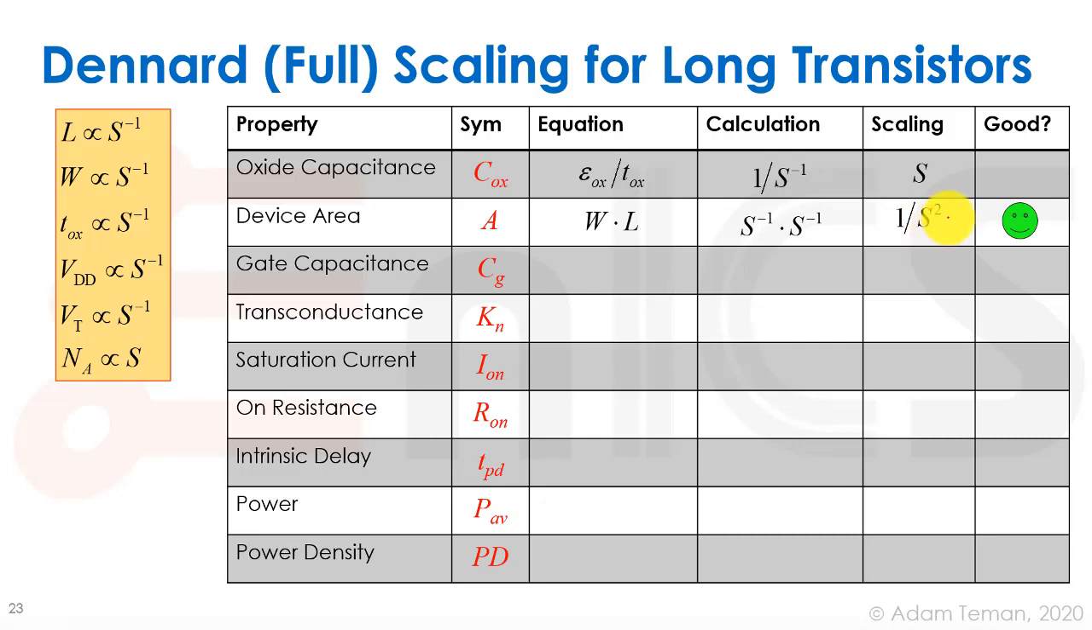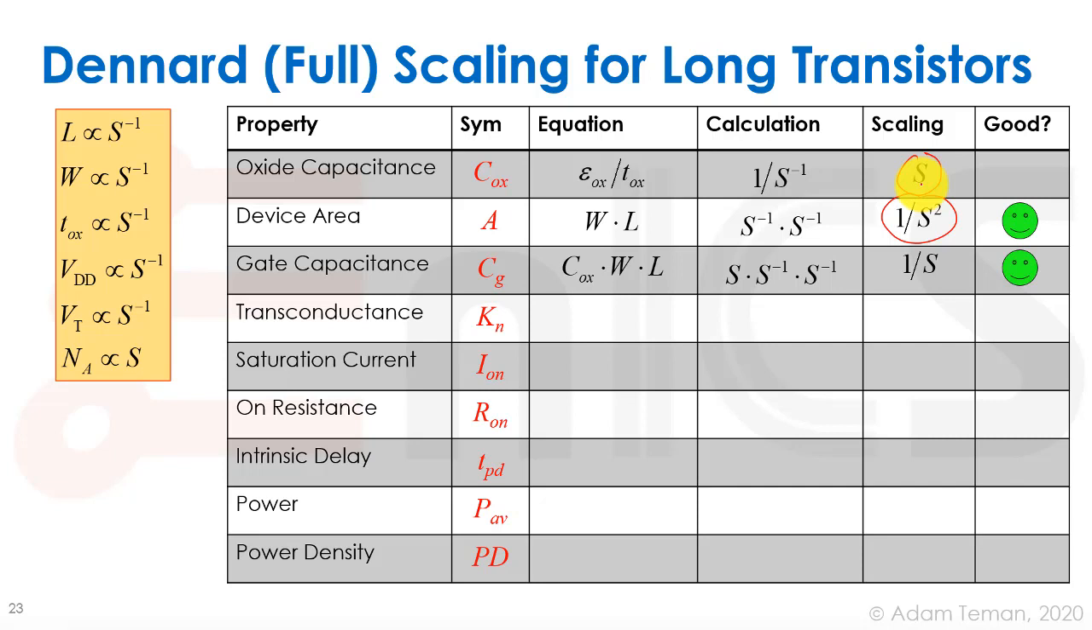Gate capacitance. Another thing that we want to make smaller is the gate capacitance, because that's going to be costing us power. So the gate capacitance is Cox times W times L, or times A. And we said that, again, the Cox over here grows by S, while W times L reduces by S. So altogether, we get a reduction by S, and we want to reduce the gate capacitance. So again, that's another good feature.